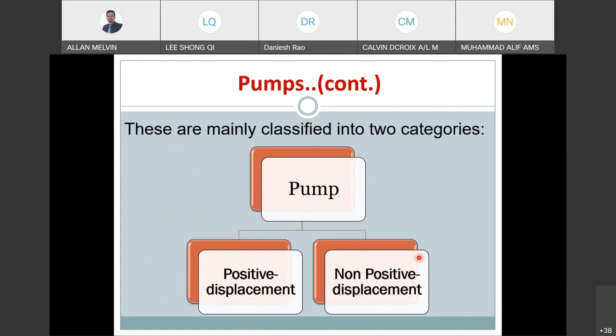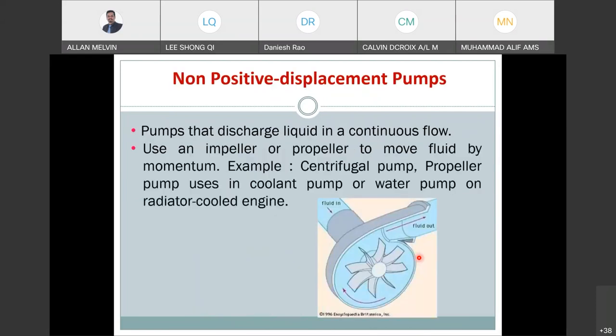There are mainly two categories of hydraulic pump. The first is positive displacement, and the second is non-positive displacement. This is similar to pneumatic, where we also have positive displacement and non-positive displacement compressors. For hydraulic we have the same kind of categories. We'll see each of the categories.